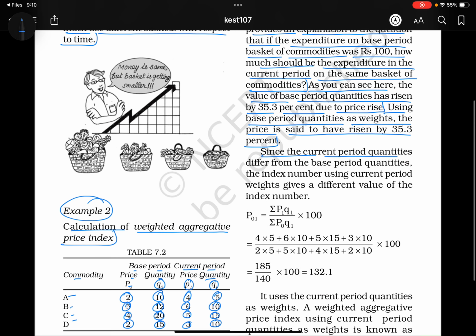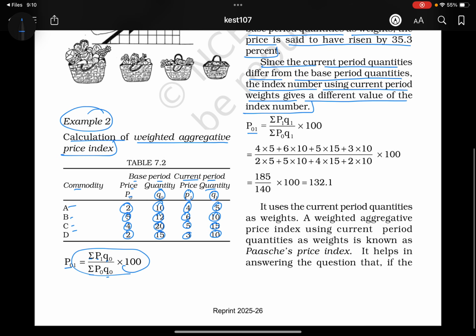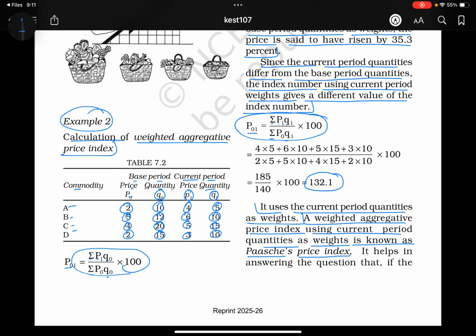Since the current period quantities differ from the base period quantities, the index number using current period weights gives a different value of the index number. P01 = ΣP1Q1 डिवाइड बाय ΣP0Q1 इंटू 100। इसका पूरा टोटल करेंगे तो आंसर कितना आ जाएगा 132.1। It uses the current period quantities as weights. A weighted aggregative price index using current period quantities as weight is known as the Paasche price index.